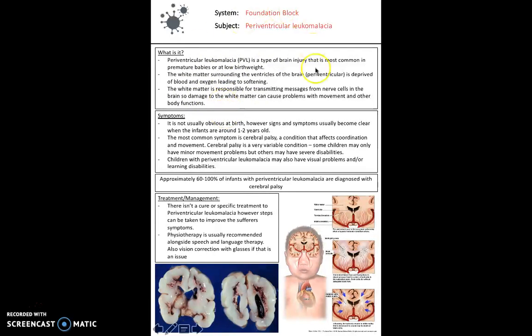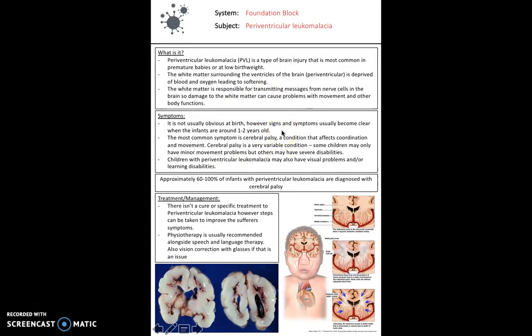The white matter surrounding the ventricles of the brain, so that's why it's called periventricular, is deprived of blood and oxygen, and that's what causes it to become softened. It's not usually obvious at birth, however signs and symptoms usually become clear when the infants are around 1 or 2 years old. The most common symptom is cerebral palsy.